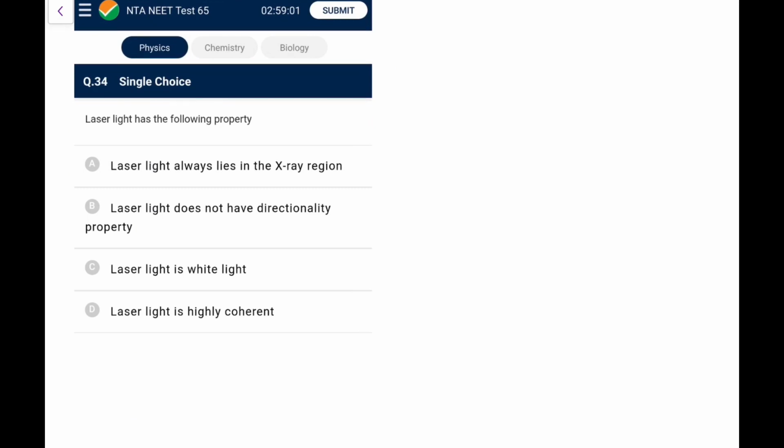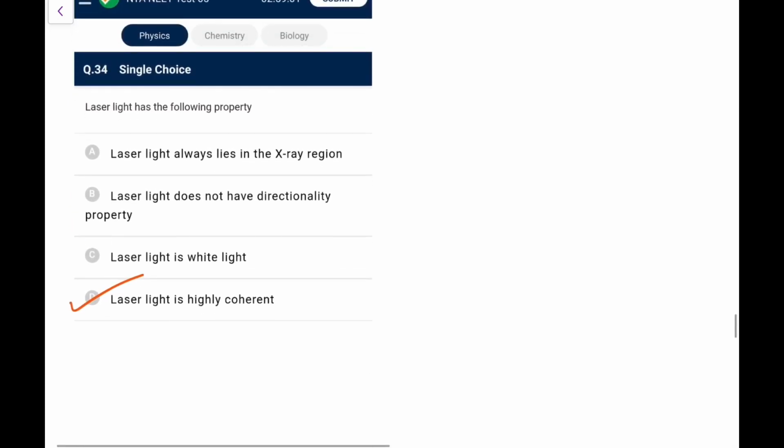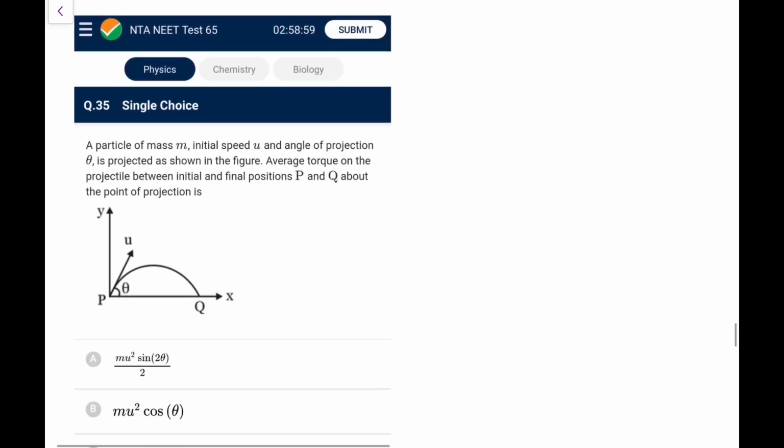Laser light has the following property. It always lies in the X-ray region. It doesn't have directionality property. It is white light. It is highly coherent. We simply say it is highly coherent. Again, you didn't study laser as such. It is not a part of syllabus. But this is being asked. You can't do anything. Laser light is highly coherent because of the process involved in its production, that you will study probably in your college. So this question, I think, is not right to be asked for you, but if they have asked, I can't help.